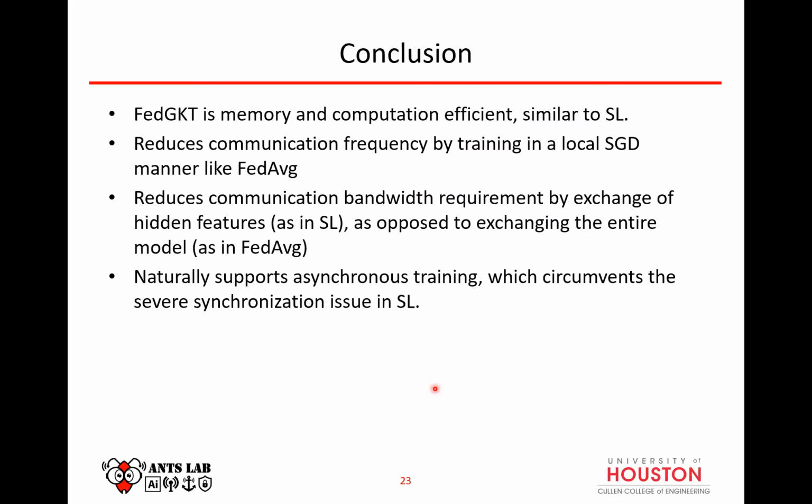I next have the conclusion. So we saw that FedGKT is very memory and computational efficient compared to the split learning. It reduces the communication frequency by training in a local SGD manner, like the federated averaging. We saw that it reduces the communication bandwidth requirement by exchange of hidden features, as in the split learning, as opposed to exchanging the entire model or the model updates as in federated averaging. So we see that it naturally supports asynchronous training, which circumvents the severe synchronization issue in the split learning.